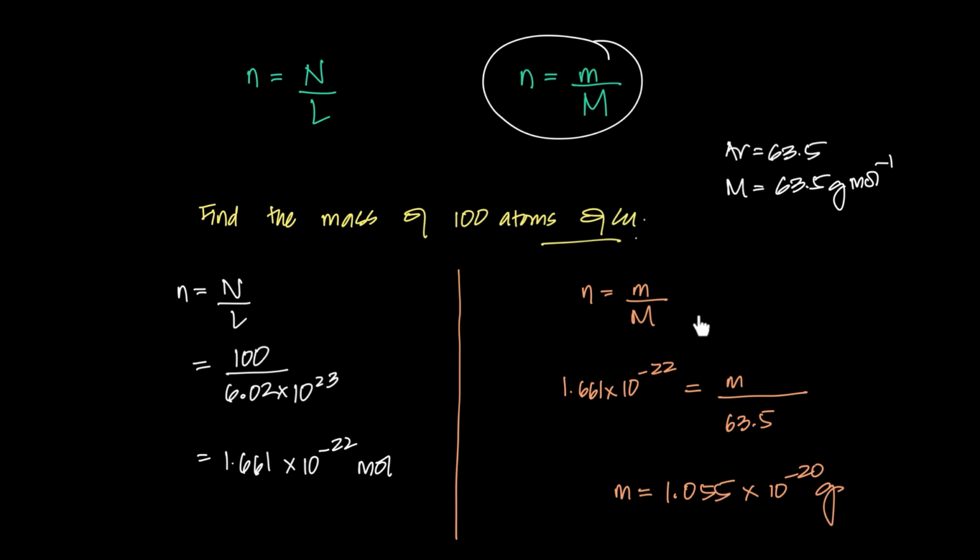This is by far the easier way. What you do is you find the number of moles that these atoms represent, and then use the formula number of moles is mass over molar mass to get the mass. That's literally it. So this is how you can convert from a number of particles to moles to its mass, using both formulas in tandem.